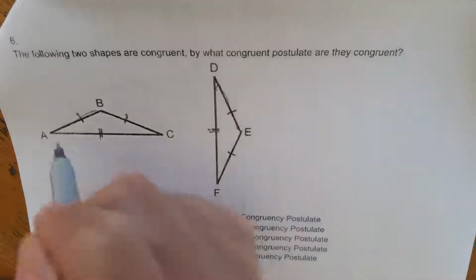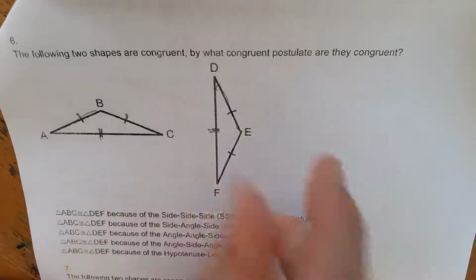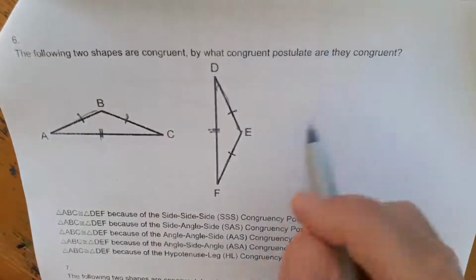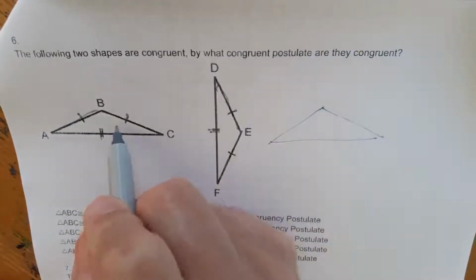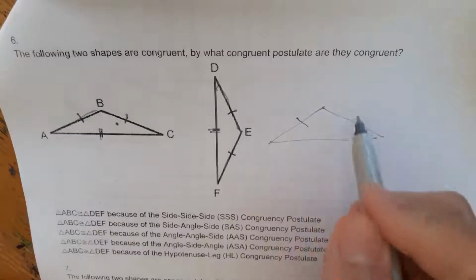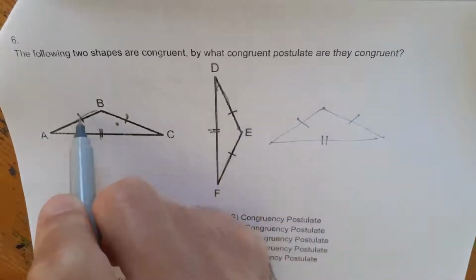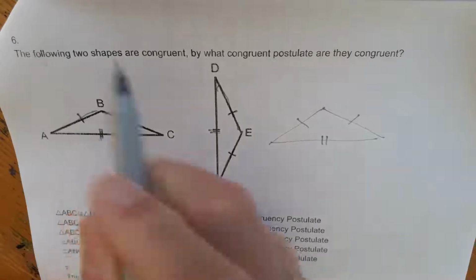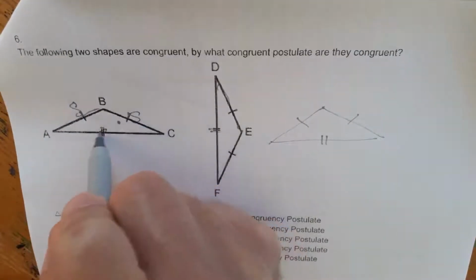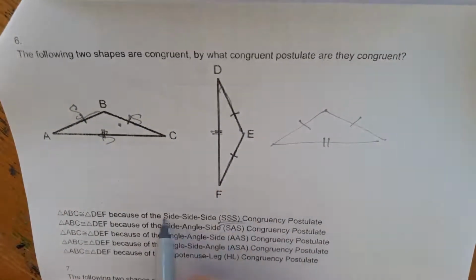postulate because we know that all three corresponding sides, in other words, rotate this way, right? Rotate it down in the same orientation as this one, and it's easier to see that these all correspond to the same locations. So we have a side, and a side, and a side, otherwise known as the side, side, side congruency postulate.